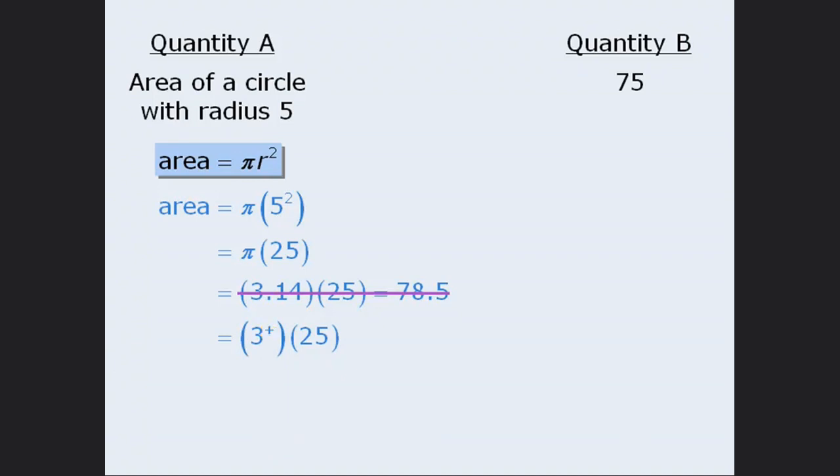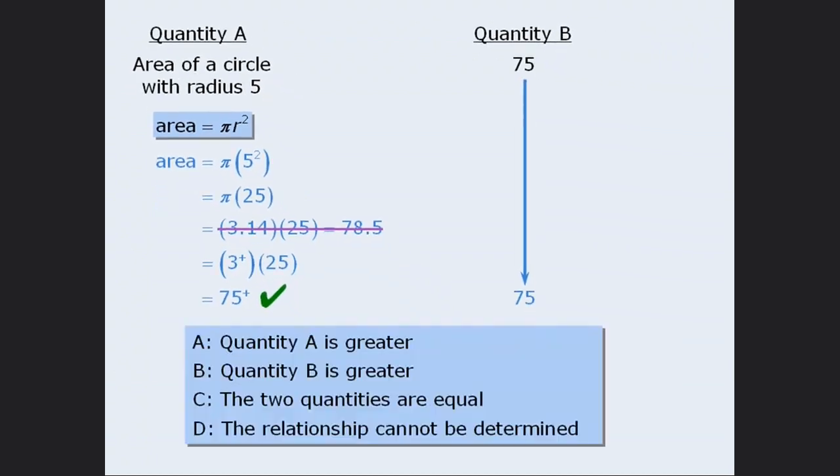From here, we can see that if we take a number bigger than 3 and multiply it by 25, we get a product that's bigger than 75. And if we compare a number bigger than 75 to quantity B, we can see that quantity A must be greater. So according to the answer choices, the correct answer here is A. As you can see, we were able to solve this question without performing any lengthy calculations. This will typically be the case with GRE math questions.